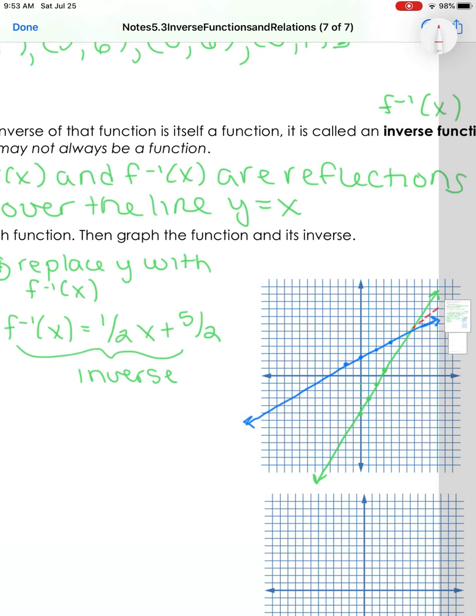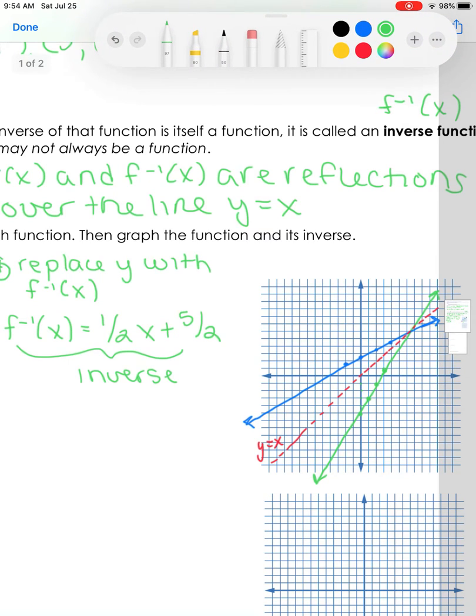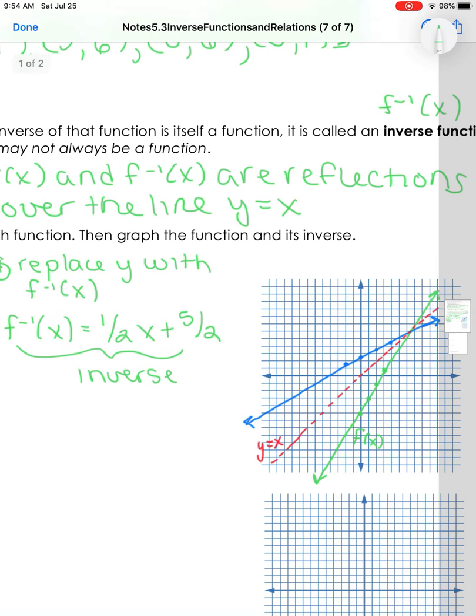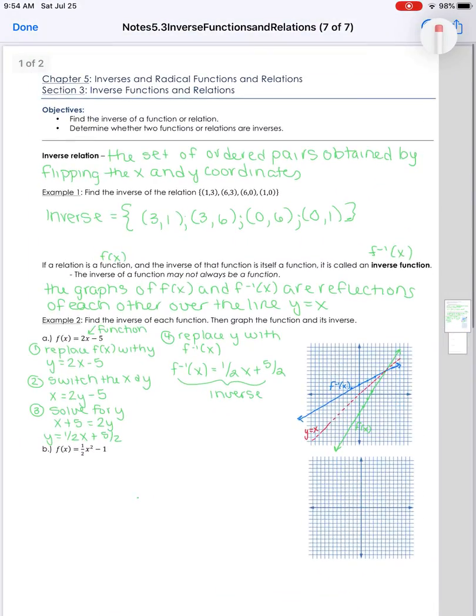For our inverse, we go 5 halves, so that's like 2.5. And then I go up 1 over 2, up 1 over 2, and down 1 to the left 2. And again, I try to draw the straightest line that I can. Now, up above, it had said that the inverse and the function should be symmetrical about the line y equals x.